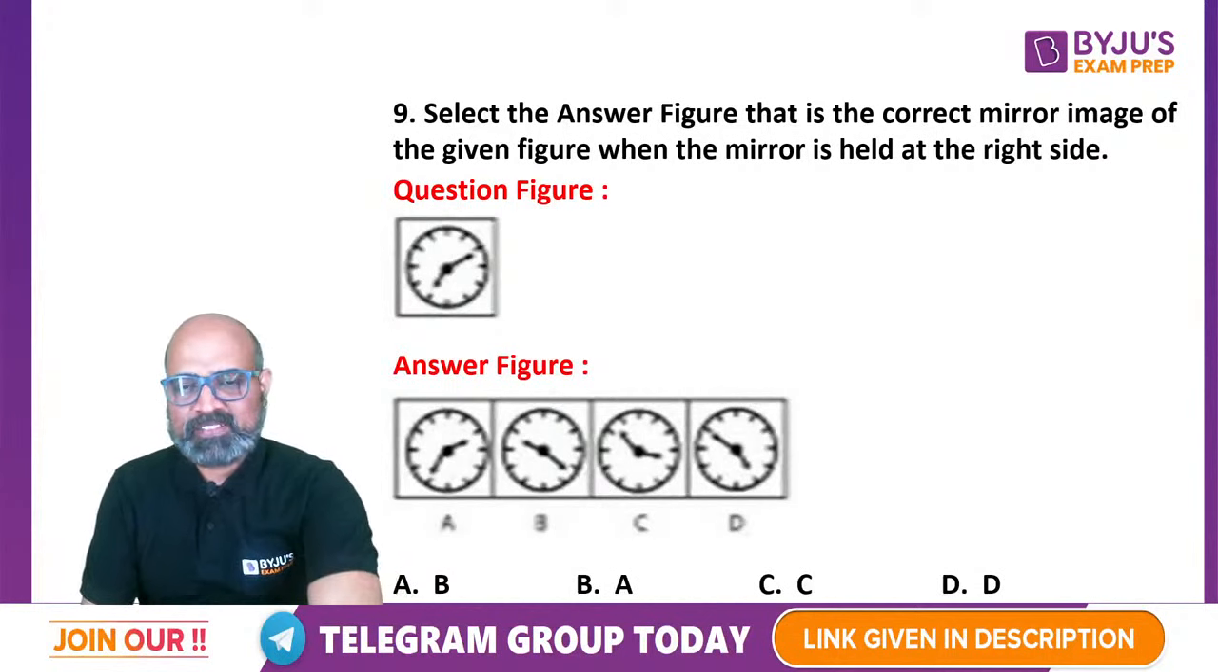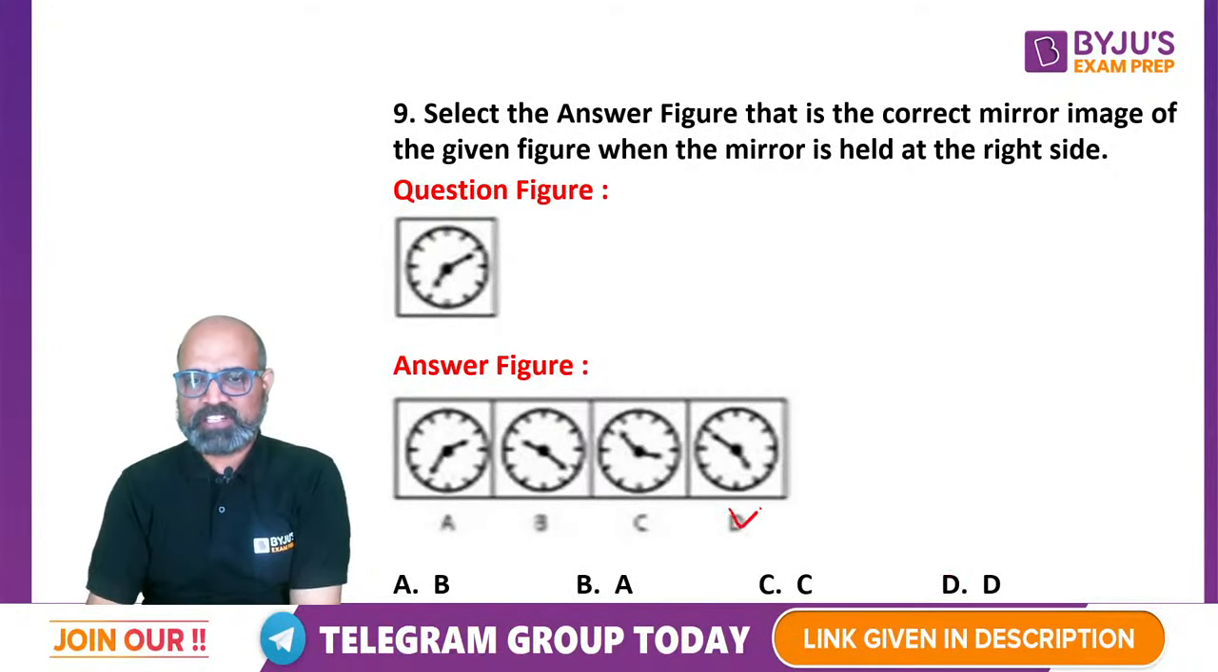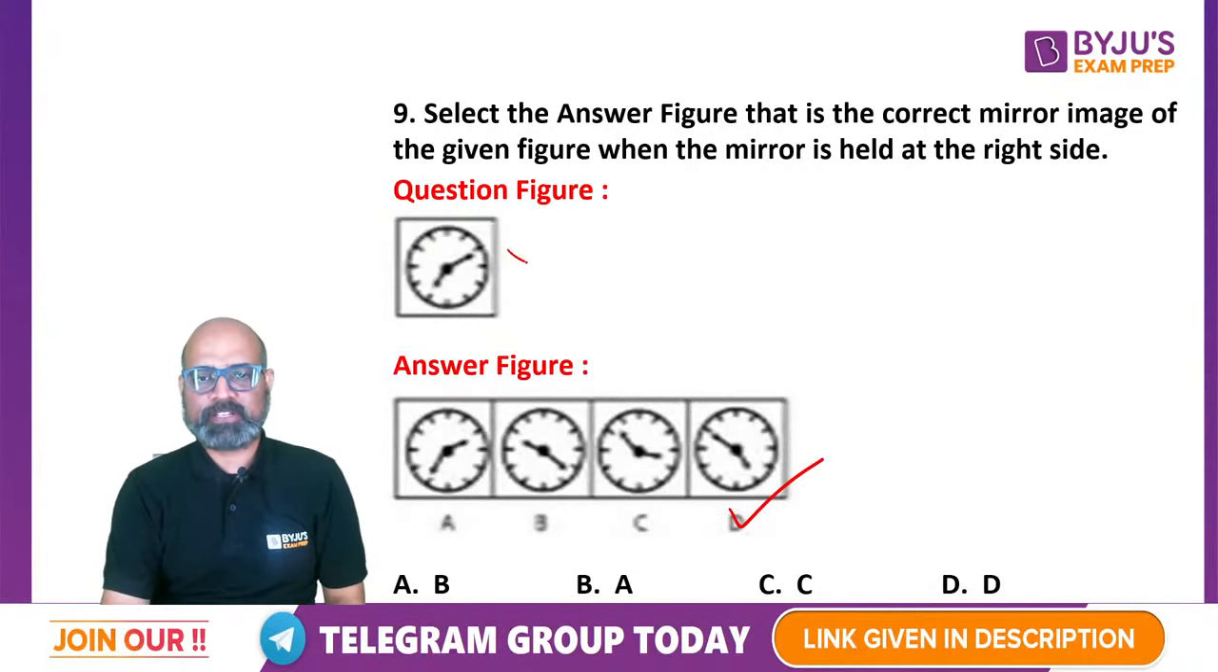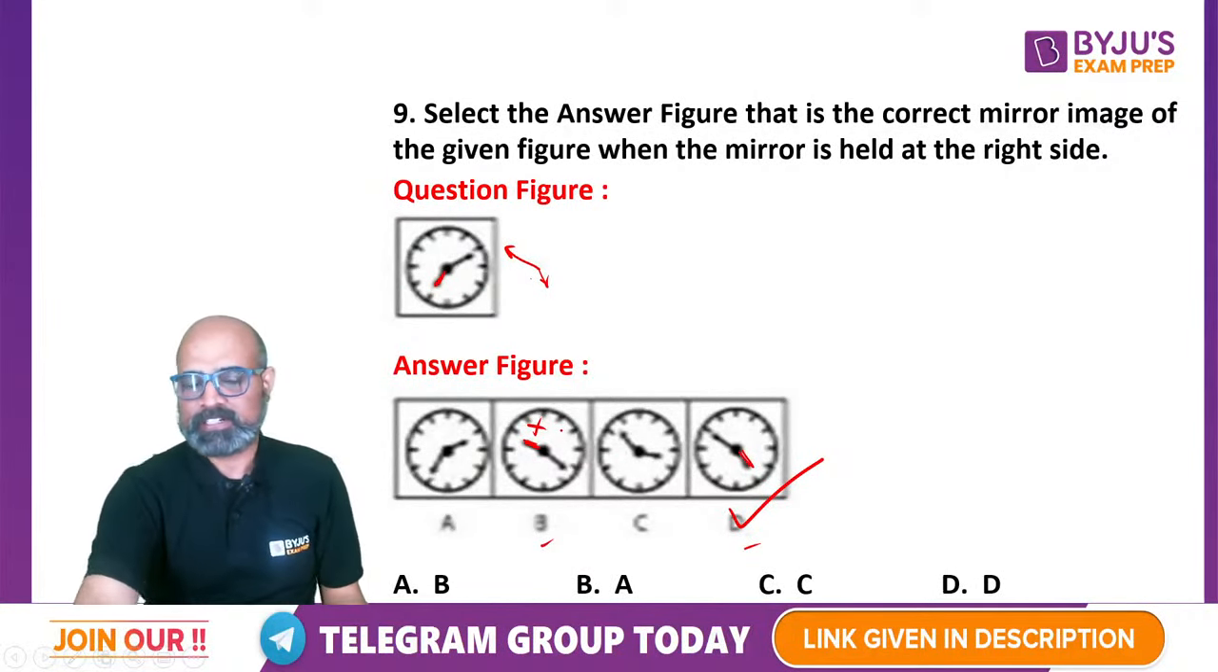Pretty simple, right? So let's not discuss much. It's definitely D, the mirror image. So it should look something like this. This type of figure is only available in options B and D, right? But in B, the hour hand is above, while in the question figure, it is below. So it should be below only. It can't be above, right?